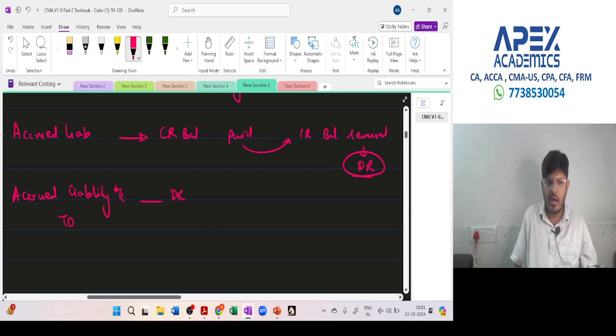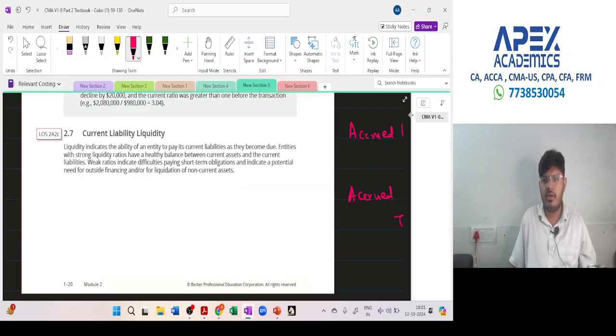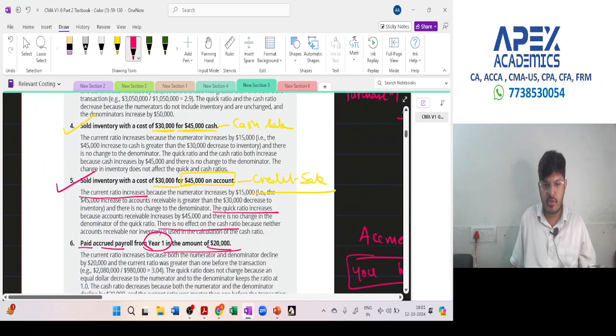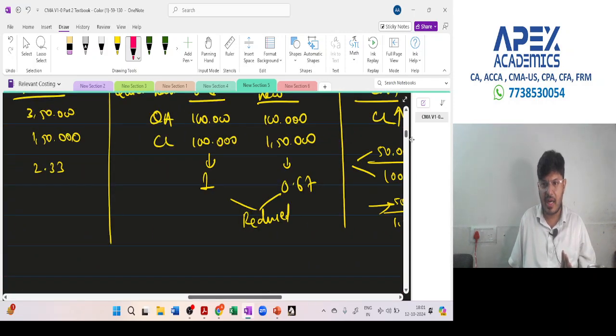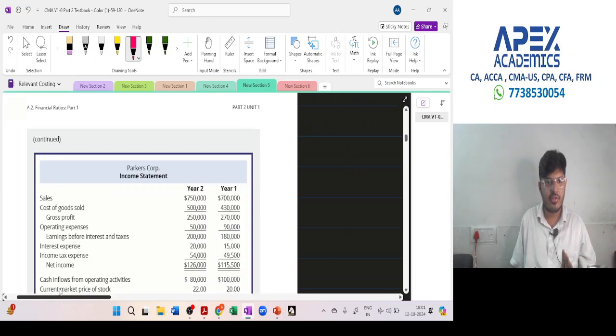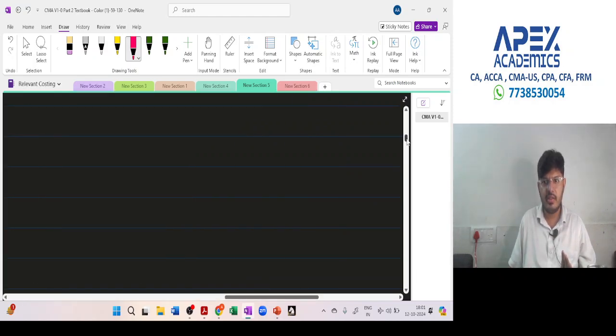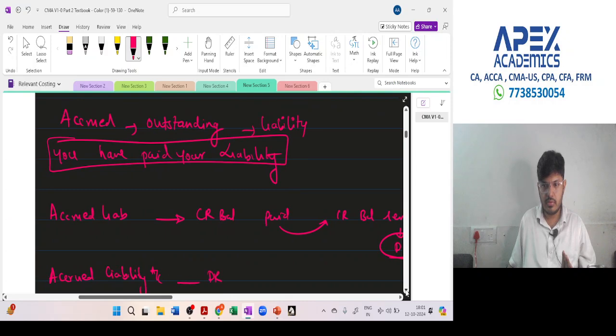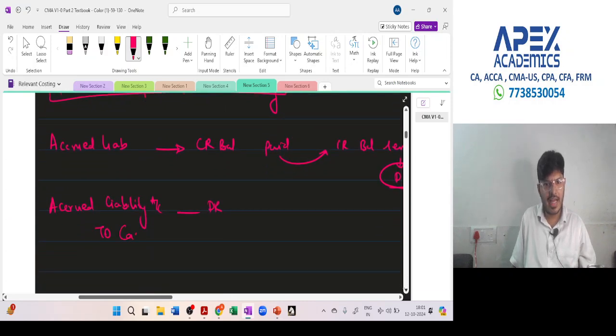And what have you done? You have paid it. You have paid it means your money has gone out. So your cash has gone out. What was the amount of that liability? 20,000. The amount doesn't matter, we can take it as 80,000 also, that doesn't really change the impact on the ratios.